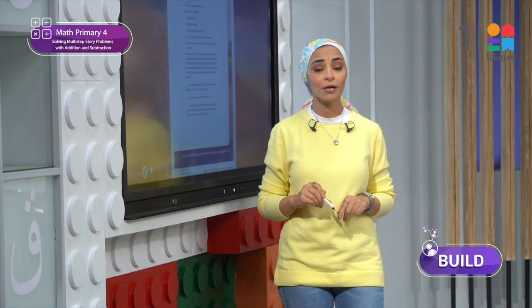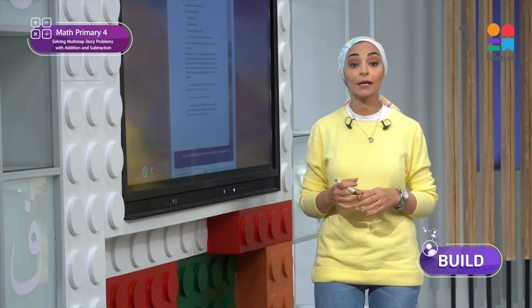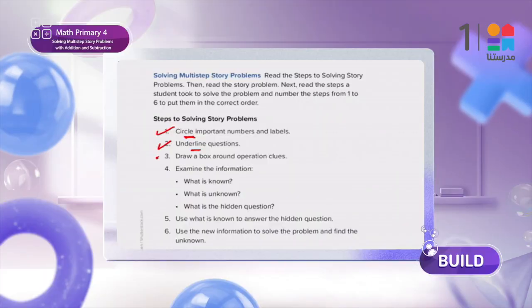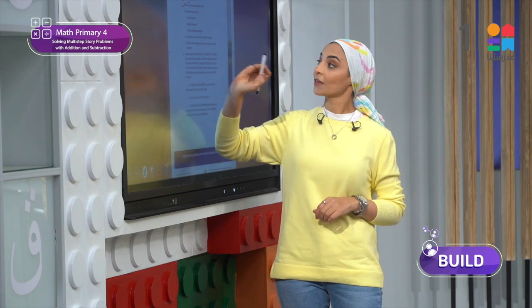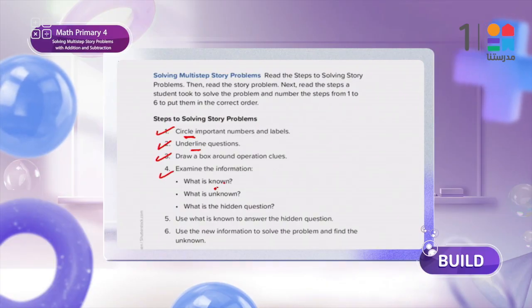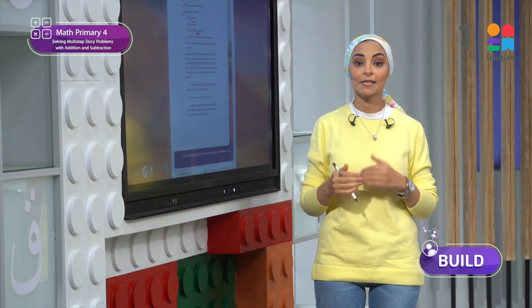Draw a box around operation clues. What does that mean? Like the words that tell me I will do addition or subtraction, or like the hidden question, as we did today. But this is the third step. Then, the fourth one, examine the information. I will ask myself, what is the known number, what is the unknown number, and what is the hidden question. Okay, I have to do all of these things.